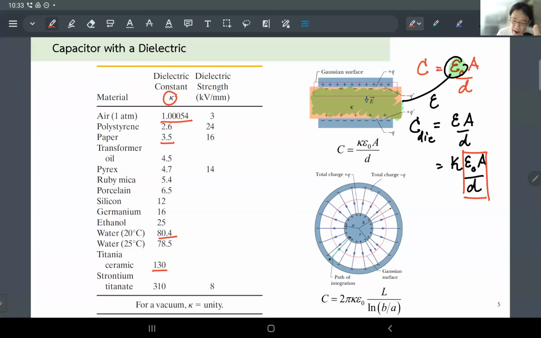So that means by squeezing in your dielectric material with dielectric constant kappa, you can change your original capacitance by kappa times. So the kappa will give you the multiplier. It will give you how many times bigger than just a blank plate you can get. If you squeeze in paper in between, you can increase the capacitance by 3.5 times.